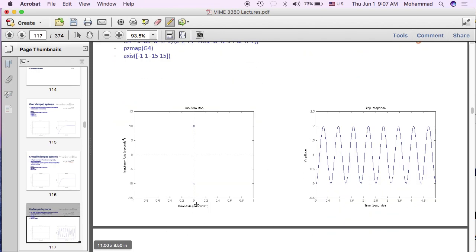Look at the pole-zero map. This is the real axis. So the real axis shows that the real part of both poles is exactly equal to 0. So one pole is located here, one on the top. So if you are given a pole-zero map and two poles are on the imaginary axis, you're dealing with an undamped system, no damping.